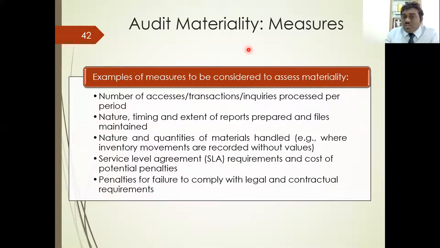A few measures to assess materiality: number of accesses, number of transactions, number of inquiries, nature, timing and extent, service level agreements, the cost of potential penalties, penalties for failure to comply with legal and contractual requirements. All of those things could come under audit materiality.